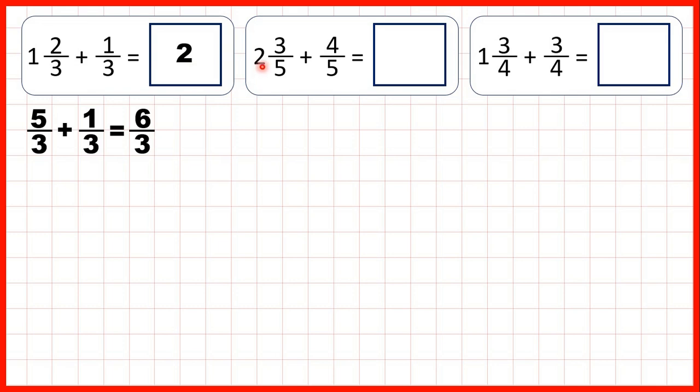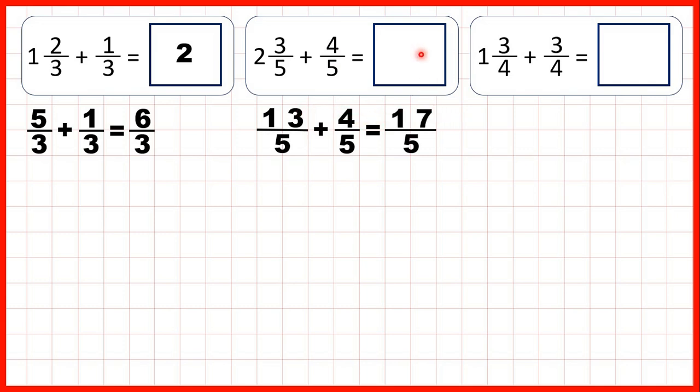Next, we have 2 3/5, and we're adding 4/5. We can change 2 3/5 into an improper fraction. 2 times 5 is 10, and then 10 plus 3 is 13. So that's our numerator and the denominator stays the same. Now we can add 4/5. The denominator stays the same in our answer, and 13 plus 4 is 17.